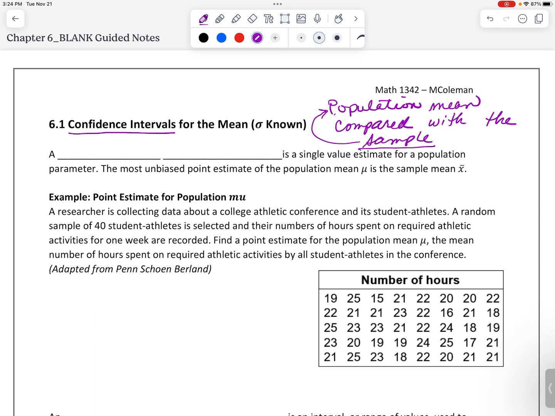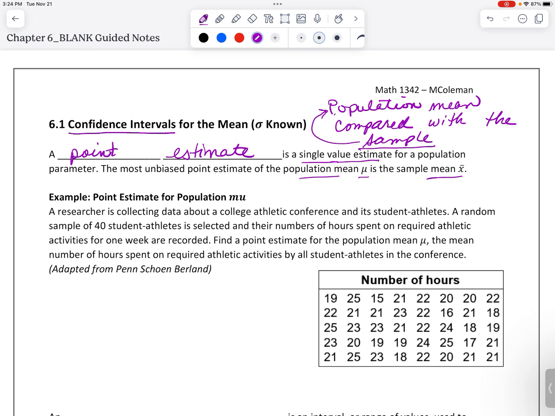Remember, a population is an entire group, and a sample is just a piece of that group. So we want to be able to say, how confident am I that my sample is very much like what the population would normally be. So we have to start by defining a couple of things. The first one is a point estimate, and that is a single value estimate for a population parameter. The most unbiased point estimate of a population mean would be the sample mean.